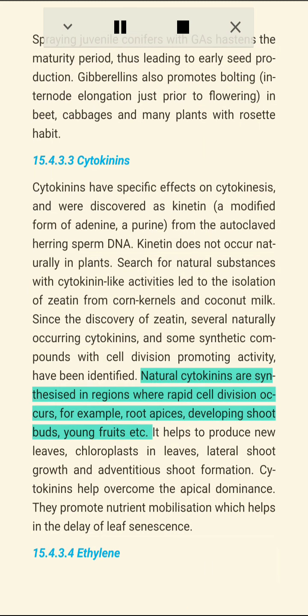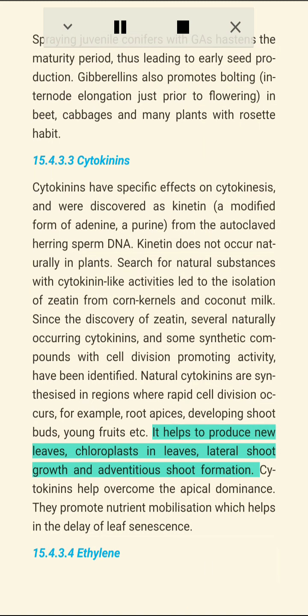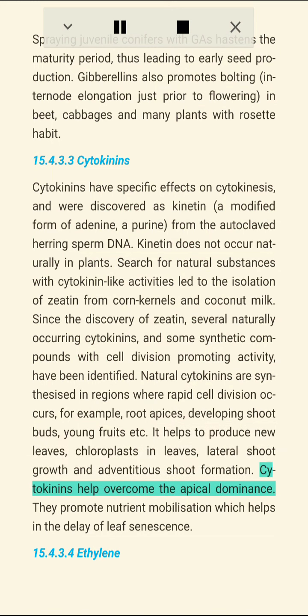Since the discovery of zeatin, several naturally occurring cytokinins and some synthetic compounds with cell division promoting activity have been identified. Natural cytokinins are synthesized in regions where rapid cell division occurs, for example, root apices, developing shoot buds, young fruits, etc. They help to produce new leaves, chloroplasts in leaves, lateral shoot growth and adventitious shoot formation. Cytokinins help overcome the apical dominance. They promote nutrient mobilization, which helps in the delay of leaf senescence.